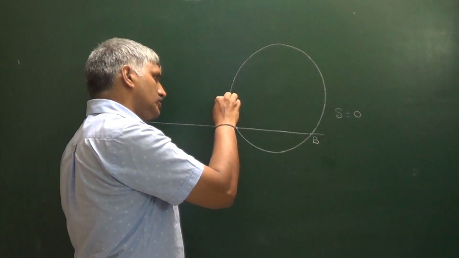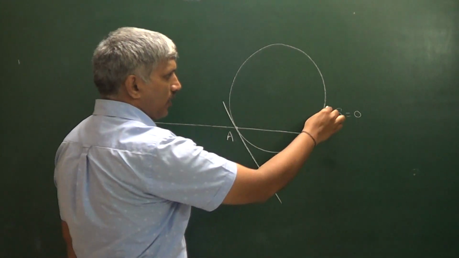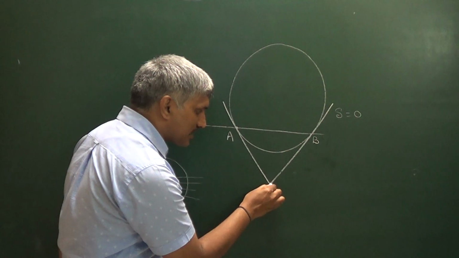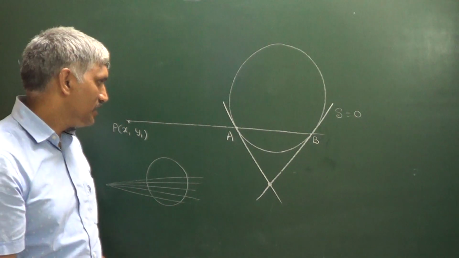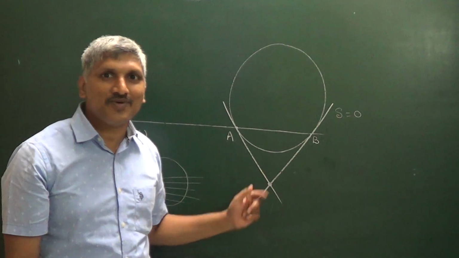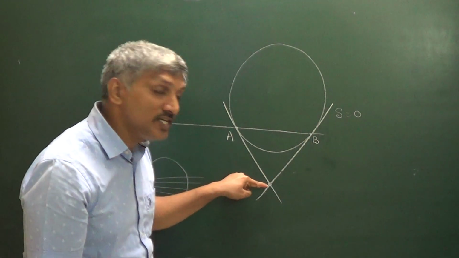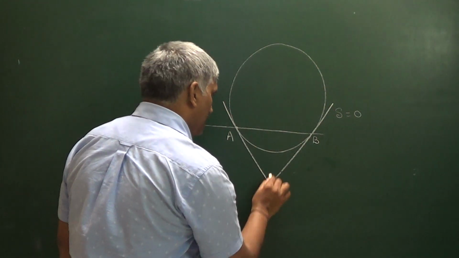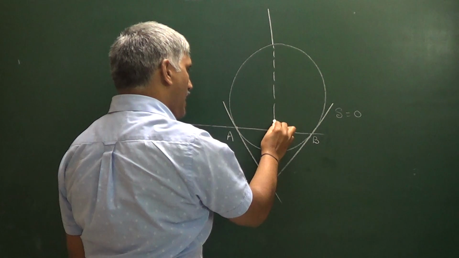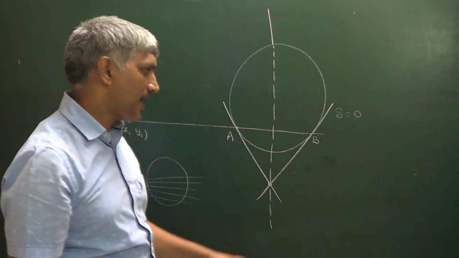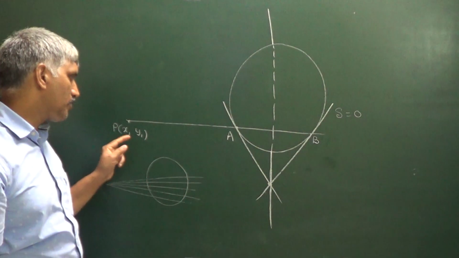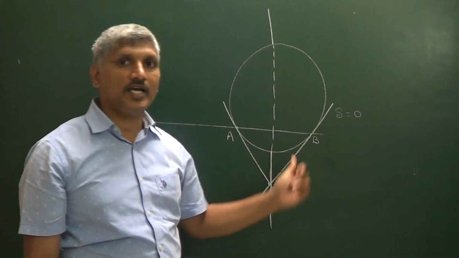At A a tangent is drawn. At B also a tangent is drawn. The locus of the point of intersection of these tangents: because so many such lines are possible, so many such points are also possible. All these points lie on a straight line. This line is called the polar of the point P(x1, y1) with respect to the circle S equal to 0.